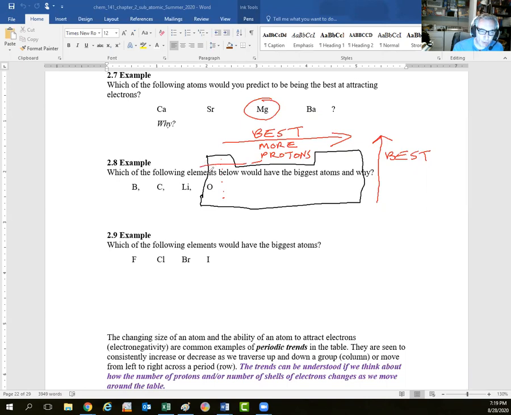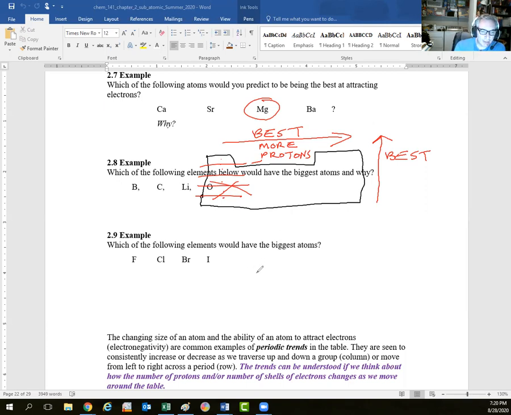Remember, every row of the table is like another shell. So with fewer shells, the elements at the top are relatively smaller atoms. And so that close proximity, because of the small size of the atom, means that the electrons are closer to the nucleus, even though we have less protons in that nucleus.